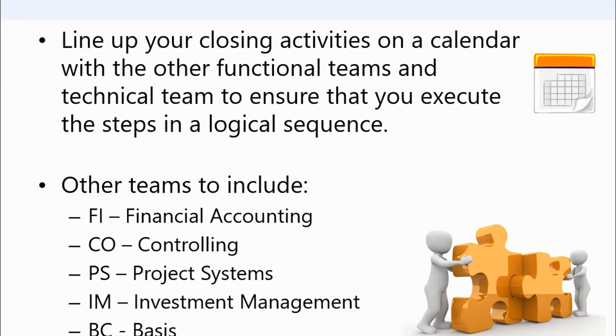And here's a list of the teams you really need to collaborate with. So first of all, the financial accounting team, you know, the general ledger folks, that's obvious. Also the controlling team, not just for internal orders, but also for cost centers, because cost centers typically receive our depreciation postings. The project systems team, so if you have WBS elements, capital WBS elements that need to be settled, right? You want to know when that happens. If you use investment management to control or manage the projects and the internal orders, you also want to include them. And then, like I said, the basis team also should be part of these discussions.